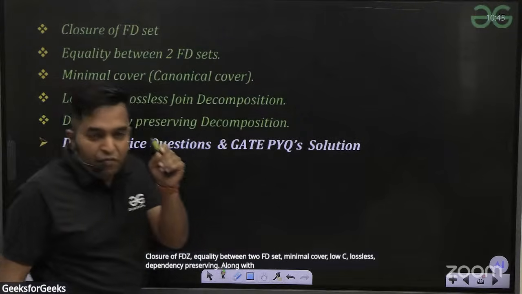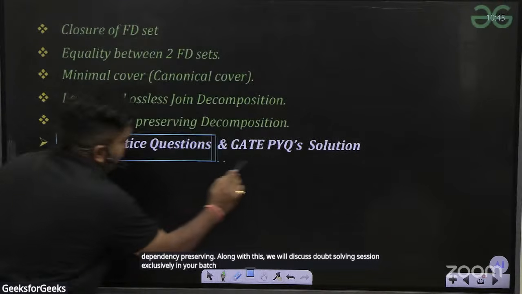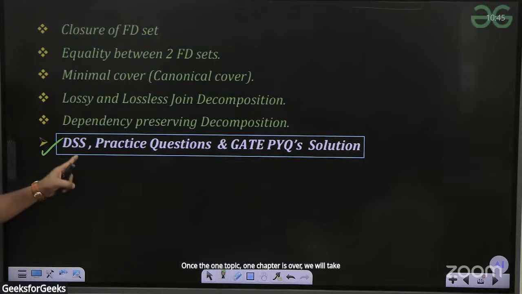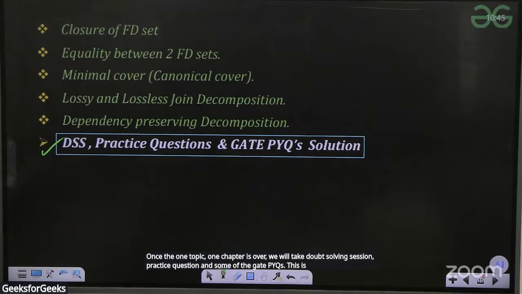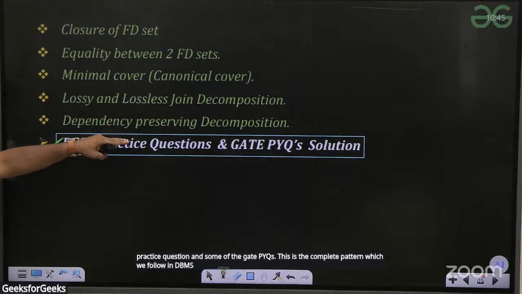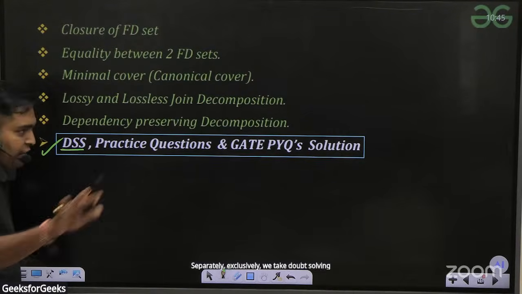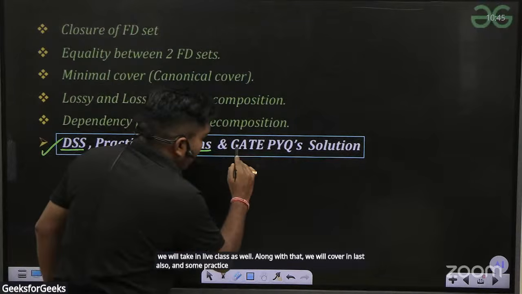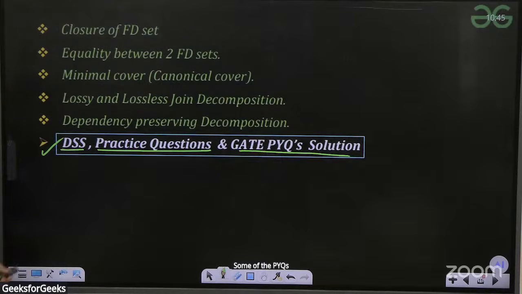Along with this, we will have a doubt solving session exclusively in your batch. Once one topic or one chapter is over, we will take a doubt solving session, practice questions, and some of the GATE PYQs. This is the complete pattern which we follow in DBMS. Whatever doubts you have, we will take in the live class as well. Along with that, we will cover in the last also, and I will give some more practice questions, and some of the best PYQs we will discuss here. Some of the PYQs we will discuss along with the topic.